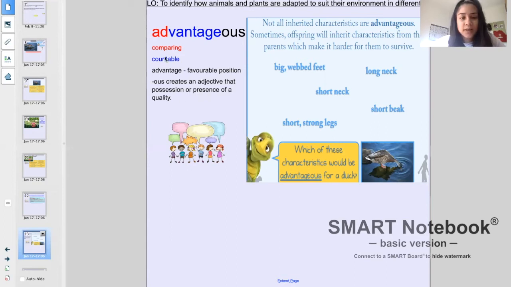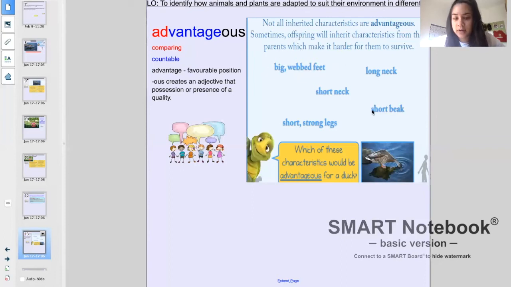So advantageous, we're looking at the benefits of certain characteristics that these animals have. So not all inherited characteristics are advantageous. They're not all beneficial, okay? Sometimes offspring will inherit characteristics from their parents which make it harder for them to survive.